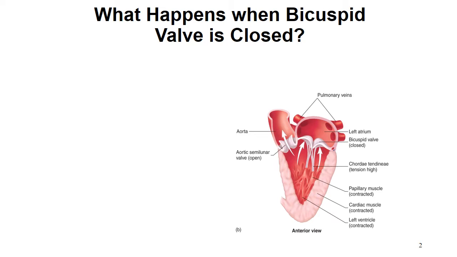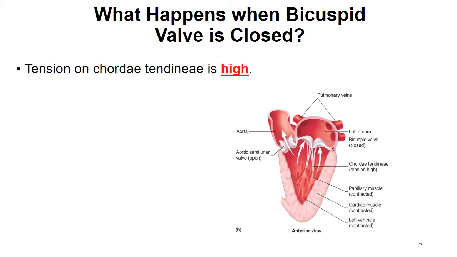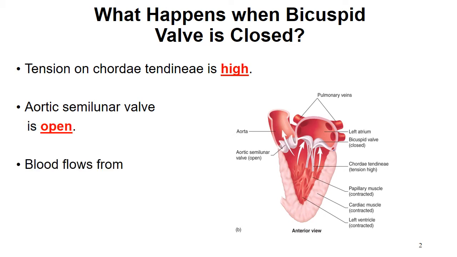So what happens when the bicuspid valve is closed? Looking at the picture, now the left ventricle is squeezing. The tension on the chordae tendineae, can you fill it out from the picture? Good, is high. The aortic semilunar valve is now open because we've got to get that blood up to the aorta and out to the body. And blood is going to flow from the left ventricle into the aorta.